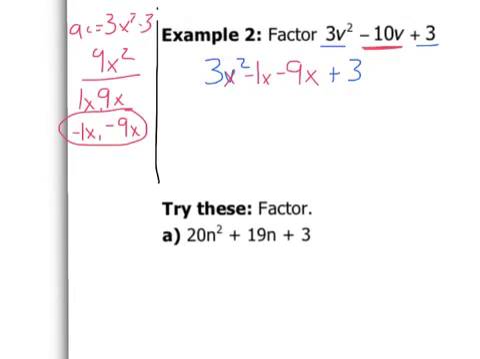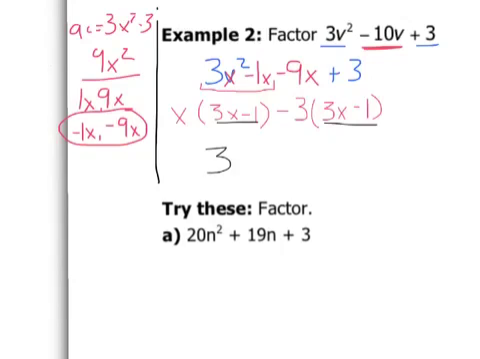Okay, so with my 4 terms, I group. So out of the first two, I can bring out an x, and I'm left with 3x minus 1. Remember, if I have that negative in the middle, I want to bring it out. And out of 9 and 3, I can bring out a 3. So negative 9x divided by negative 3 is 3x, positive. And 3 divided by negative 3 is a minus 1. So then my parentheses are the same. So I bring out the 3x minus 1. And I'm left with x minus 3. Okay?